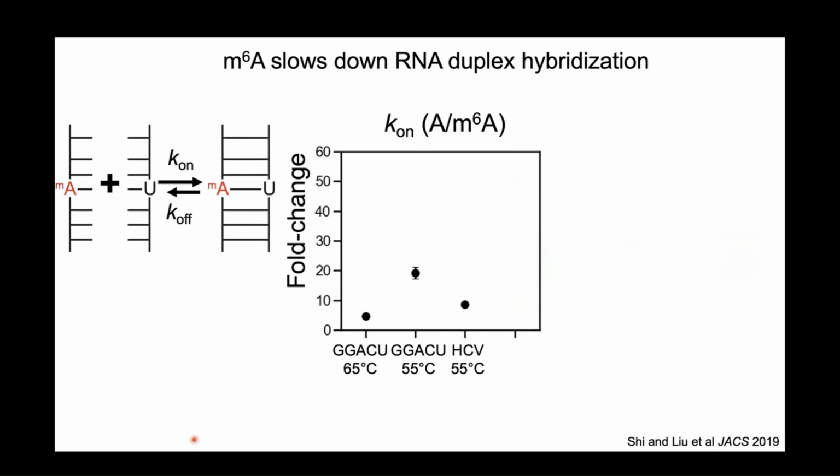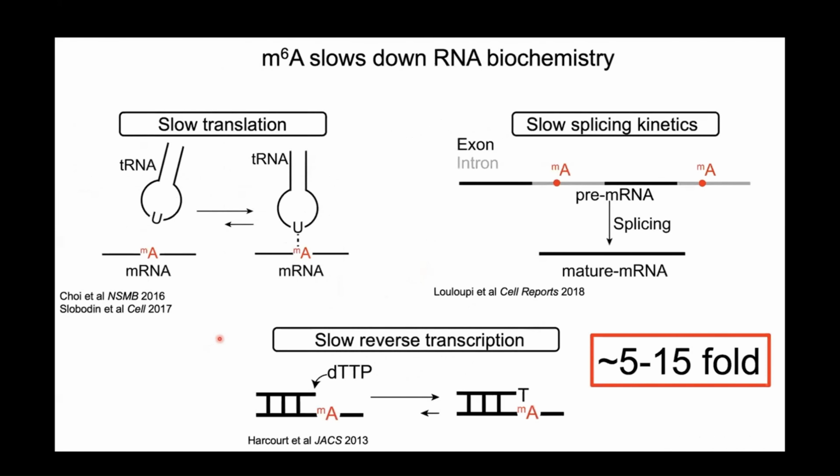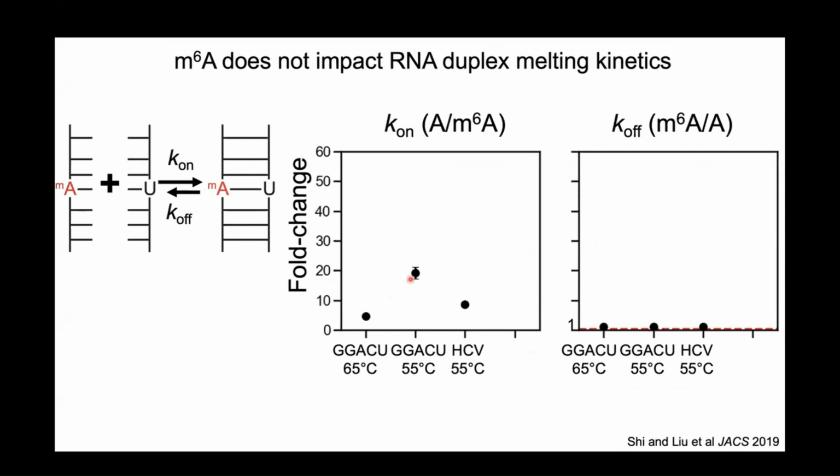And so what we observed, when we analyzed the data, is in fact, m6A was slowing down the hybridization, the on rate of the two strands, by anything between 10 to 20-fold. And this was very interesting to us, because remember, I told you that m6A slows down biochemical processes by roughly a same factor of about 5 to 15-fold. And so our data told us that m6A is already slowing down the hybridization of the two strands, and interestingly and pretty remarkably, had virtually no effect on the rate of melting.